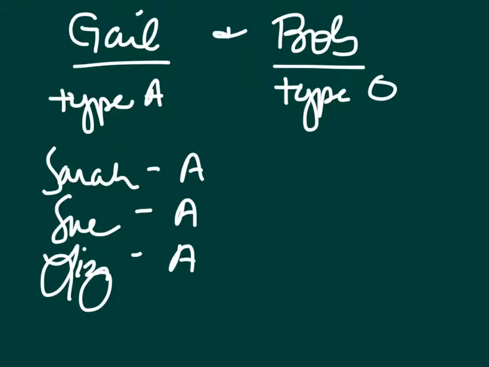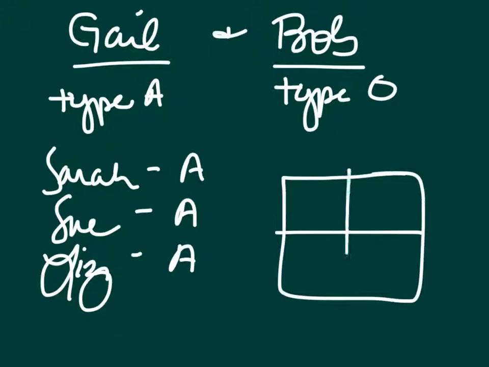Let's see if we can't reverse engineer a Punnett square here. My father being type O means that he must be little i, little i. My mother being type A means she must be at least one IA, but we aren't sure about her other allele.